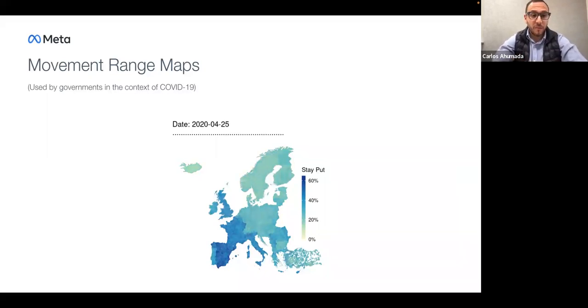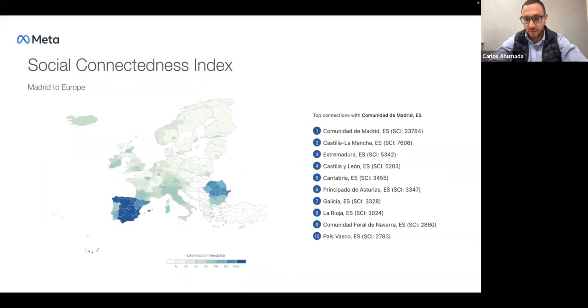The second one is the movement range maps. These have been widely used by governments in the context of COVID-19. What these maps do is measure the percentage of people that stay put or that move during the day in areas of 600 square meters. This was very important to understand, for example, compliance with lockdown measures. It was also used by universities and researchers to do modeling and predictions on the spread of the virus in different areas across the world.